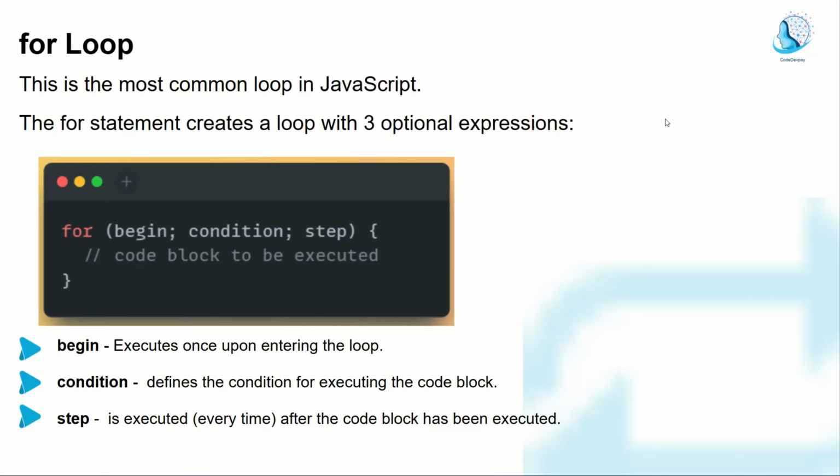The for loop is one of the most common loops used in JavaScript. For the for loop, we have 3 optional expressions. So we have the begin, condition, and step. Then we have our curly braces, and we put our code block here. With the begin, this executes once upon entering the loop.